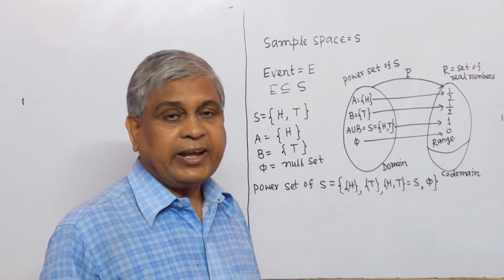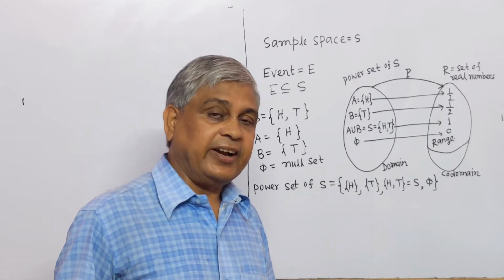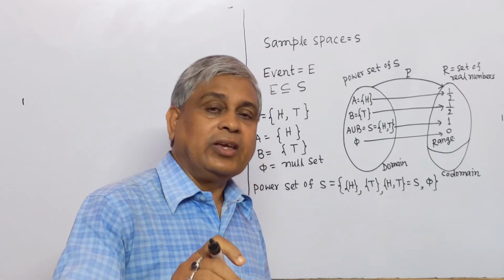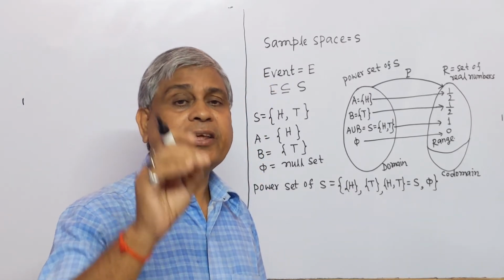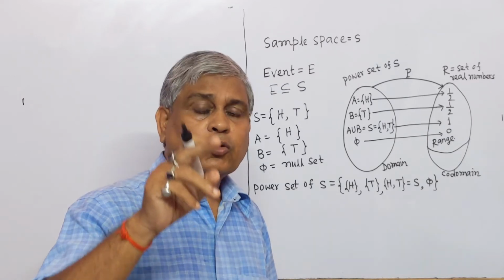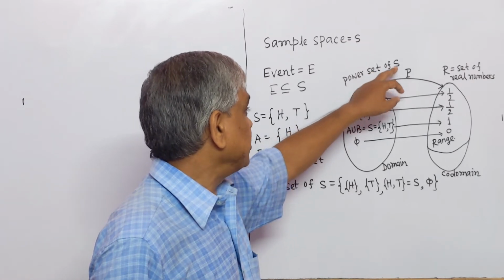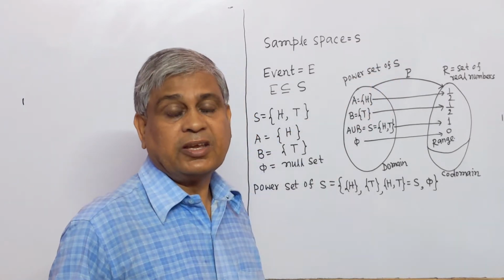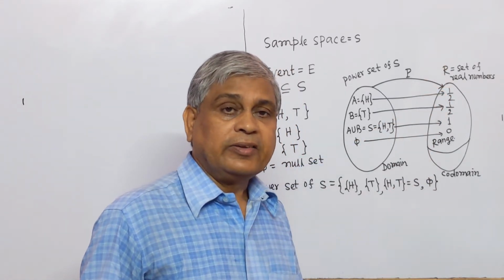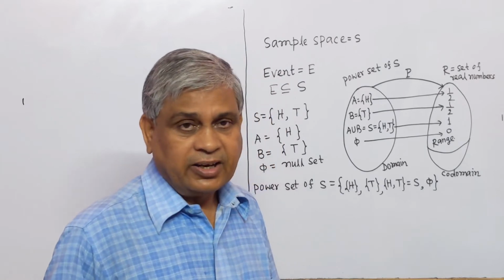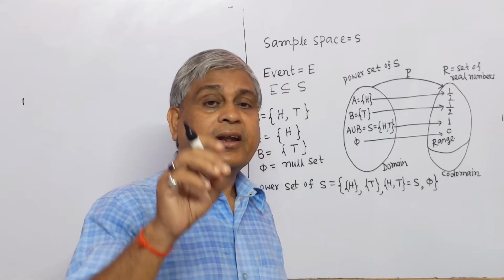In axiomatic approach of probability, we have already discussed that P is said to be a probability if P is a real valued function whose domain is power set of S, means power set of sample space, and codomain is set of real numbers. Therefore, P is a function whose images are real numbers.